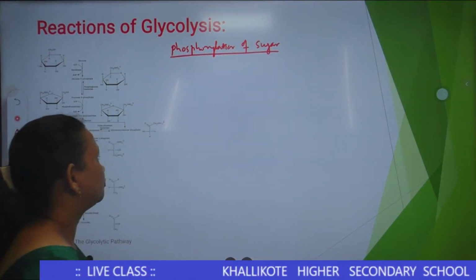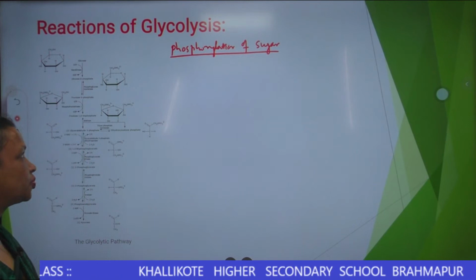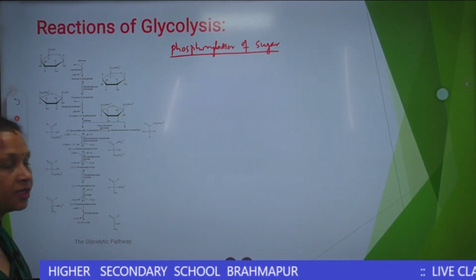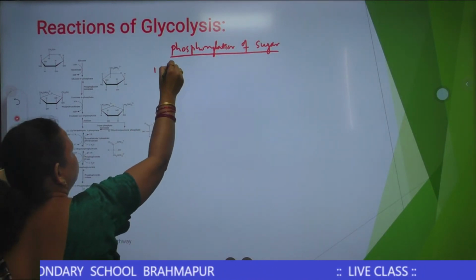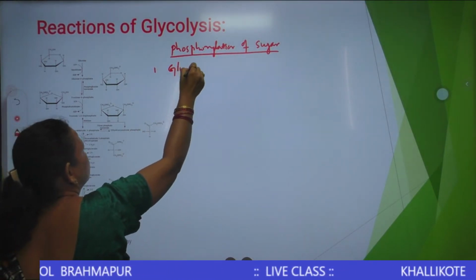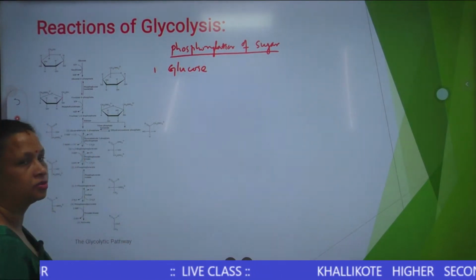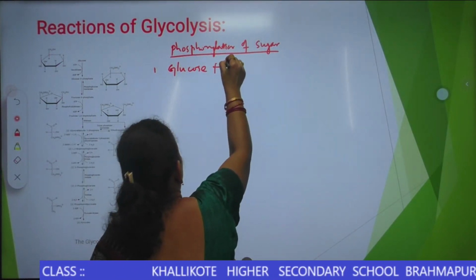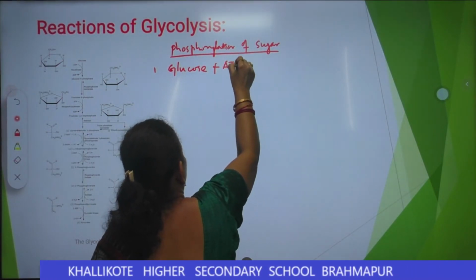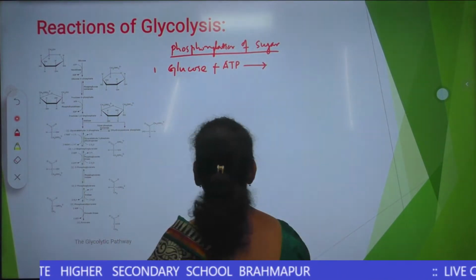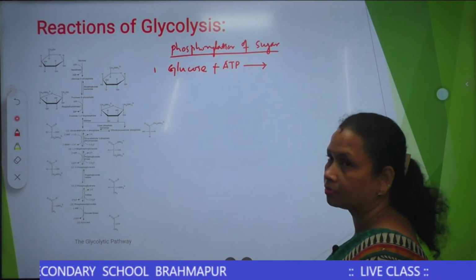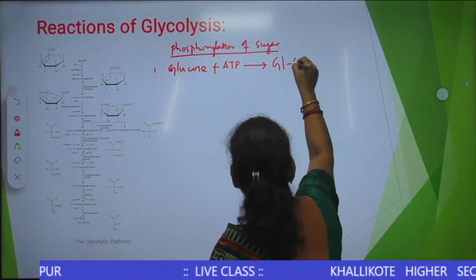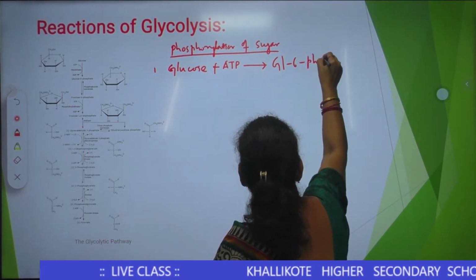This is the first part of glycolysis, phosphorylation of sugar. So, what is our respiratory substrate? It is glucose. So, in the first phosphorylation, glucose will take up a phosphate from an ATP molecule and get converted into glucose 6 phosphate.